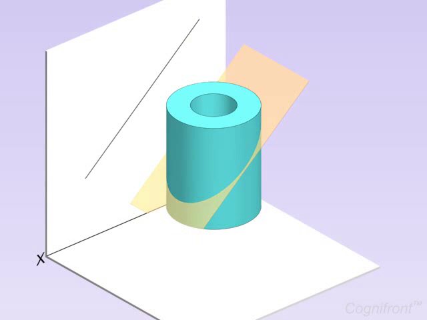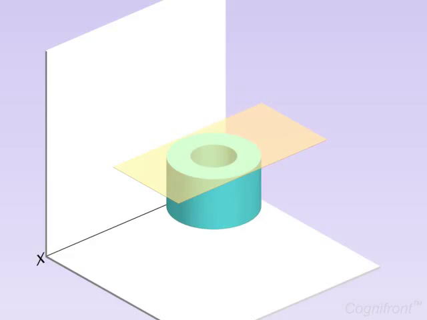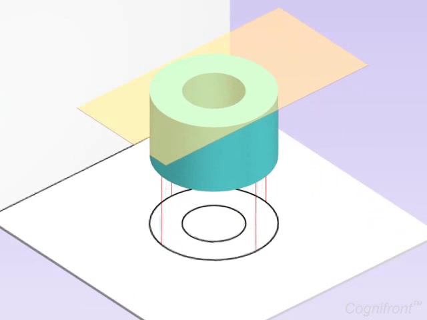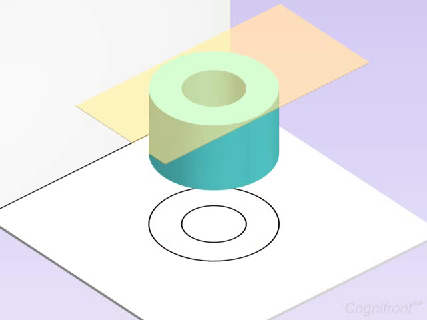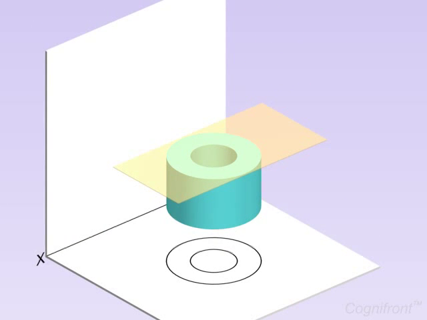Now, let's talk about the true shape of the cut section. The true shape of the cut section is shown by the projection of it on a plane parallel to the sectional plane. For example, when the section plane is parallel to HP, the sectional top view shows the true shape of the cut section.